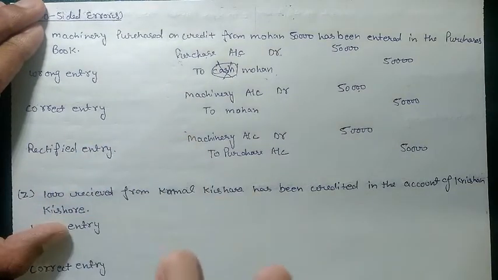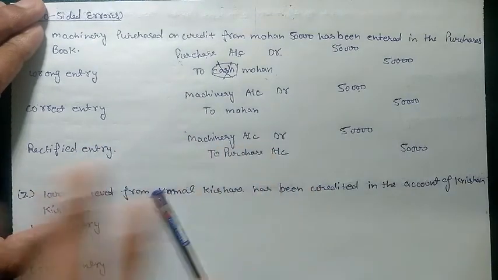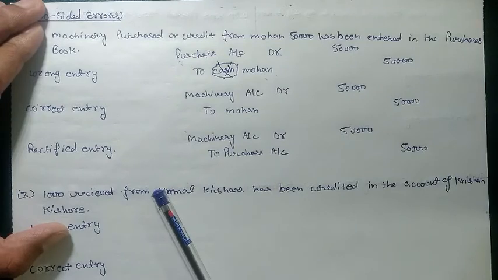These are double-sided errors, because in this case machinery account needed to be debited, but we did not debit machinery account, and in purchase account we did not have to do anything, but we debited.